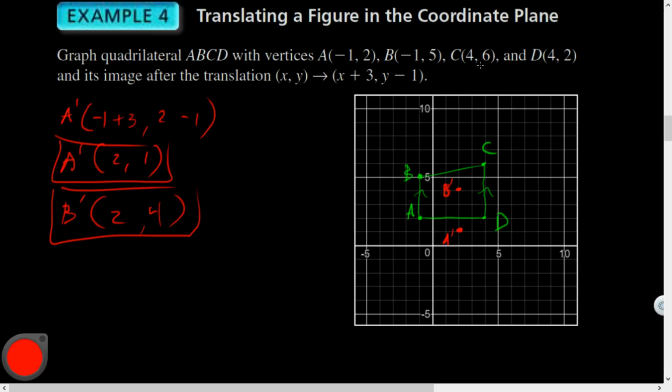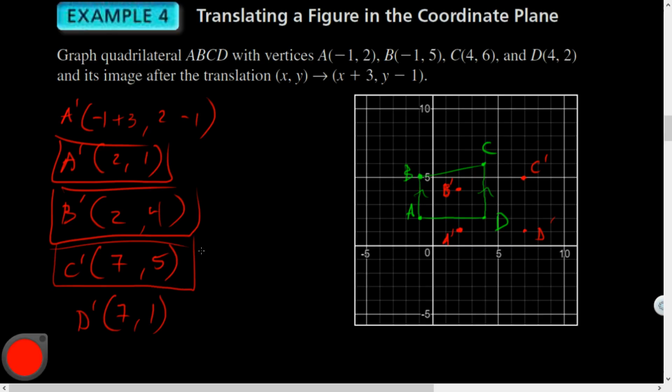C was 4, 6, so C prime: 4 plus 3 is 7, and 6 minus 1 is 5. So over 7, up 5. And then D prime: 4 plus 3 is 7, and 2 minus 1 is 1. So D prime is 7, 1. You can get your points without a graph. I want to point that out.